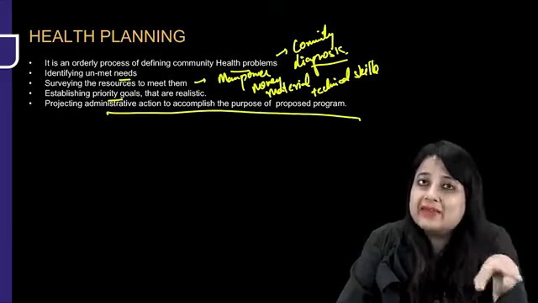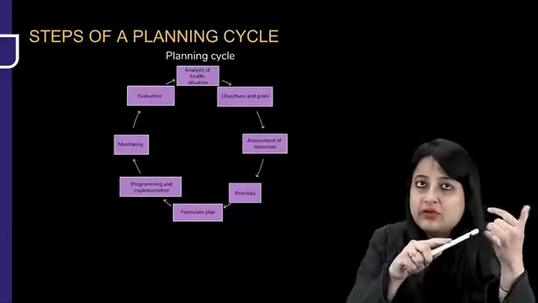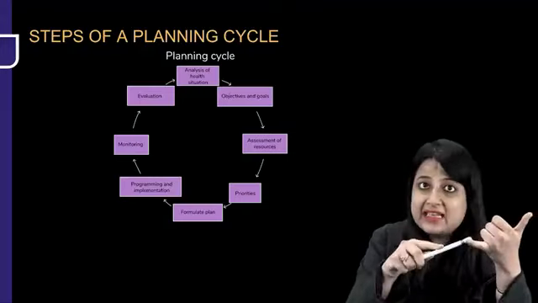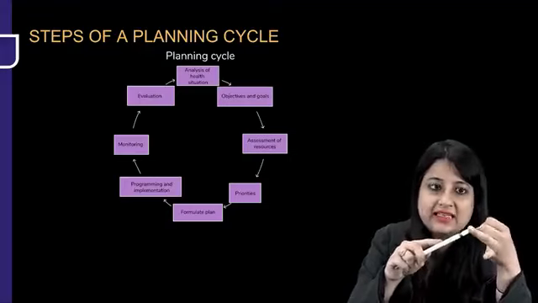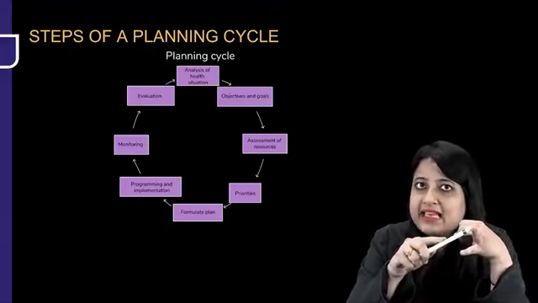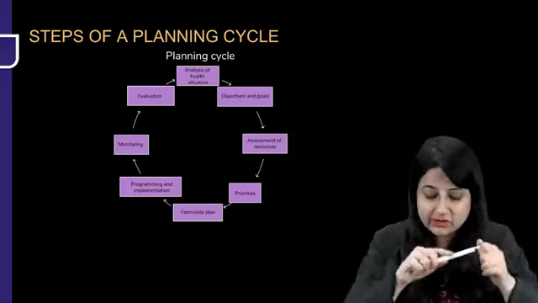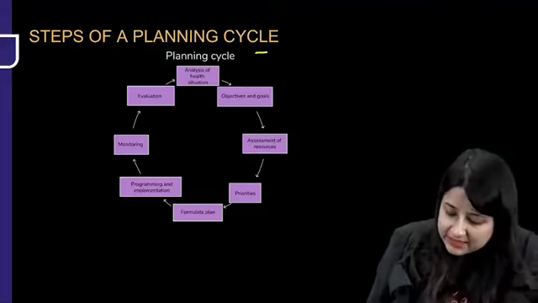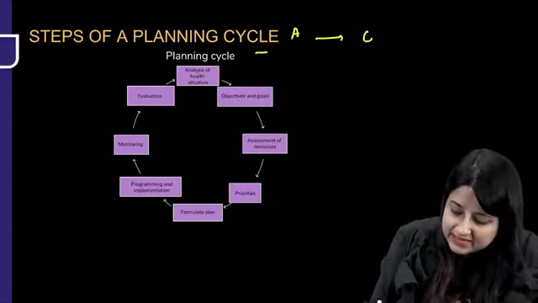More important than the definition, of course, is the planning cycle. Again, a quick heads up for all of you. You have to know the planning cycle, the communication cycle, the demographic transition model cycle, then the family cycle, and the disaster cycle. These are very important cycles which can come in your exams. So let's start with the steps of the planning cycle. What have I taught you? The first letter is A and the last letter is E.